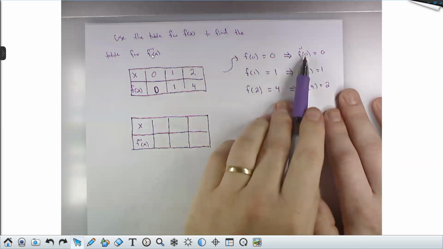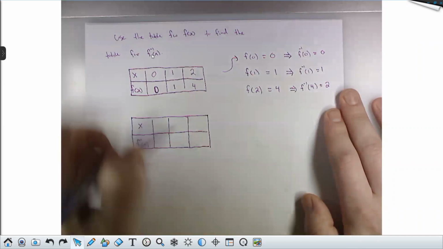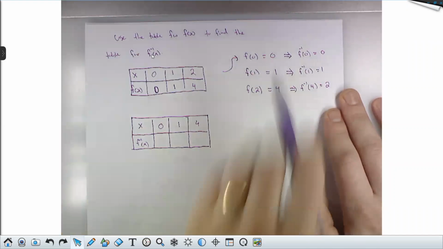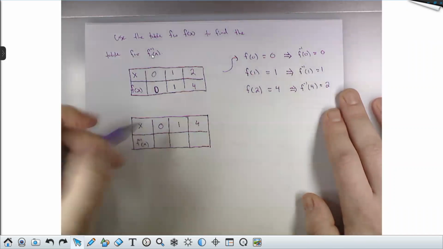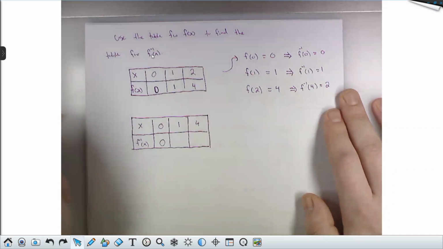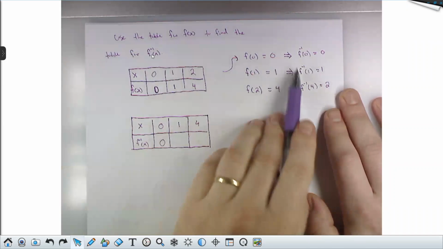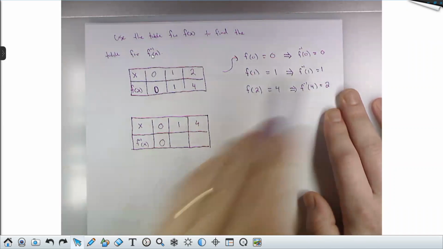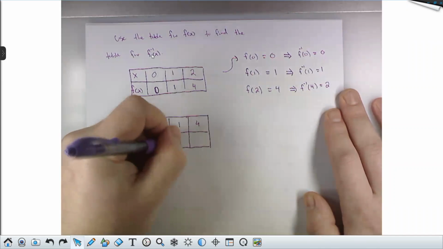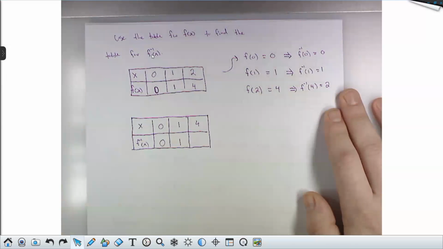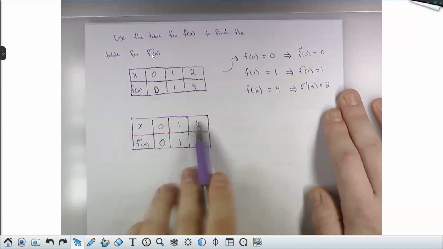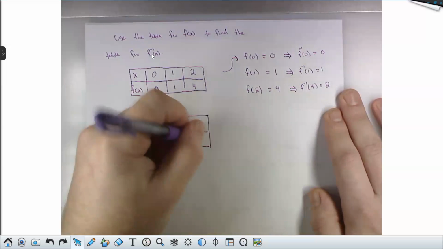The inputs for f inverse are 0, 1, and 4. F inverse of 0 is 0, so when x is equal to 0, f inverse of x is equal to 0. F inverse of 1 is 1, so when x is equal to 1, f inverse of x is equal to 1. And f inverse of 4 is 2, so when x is equal to 4, f inverse of x is equal to 2.